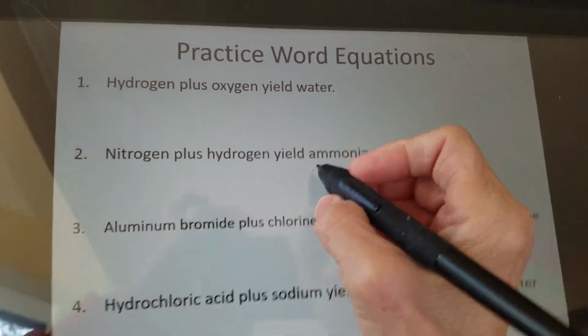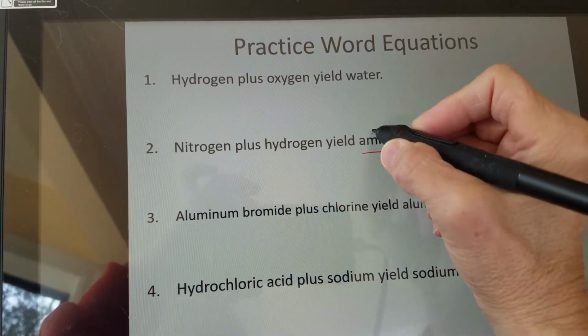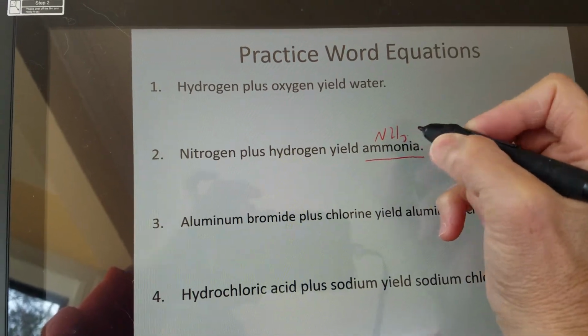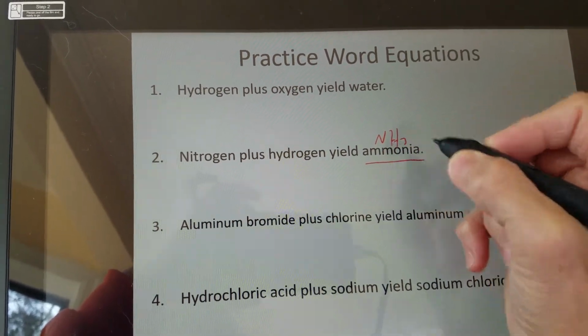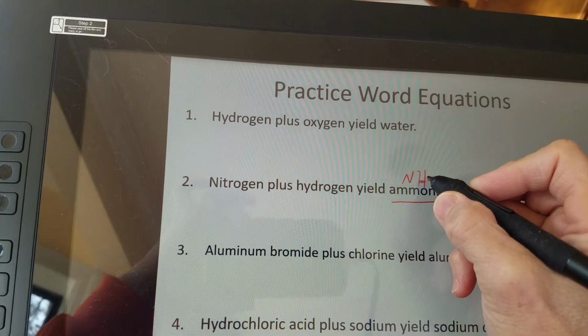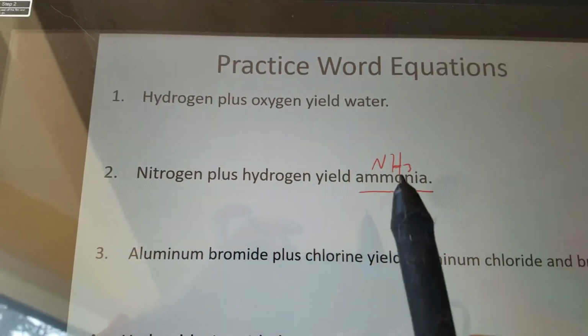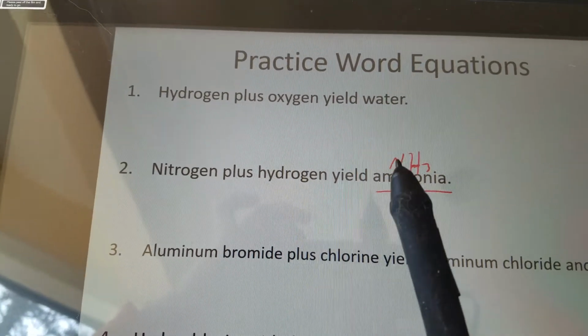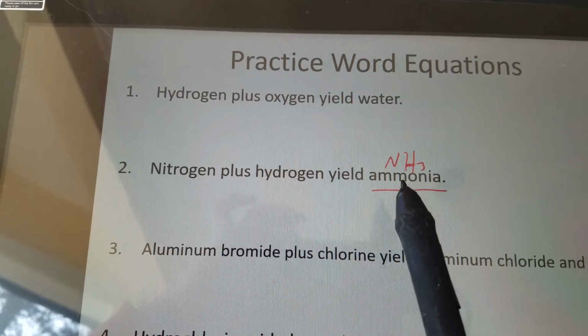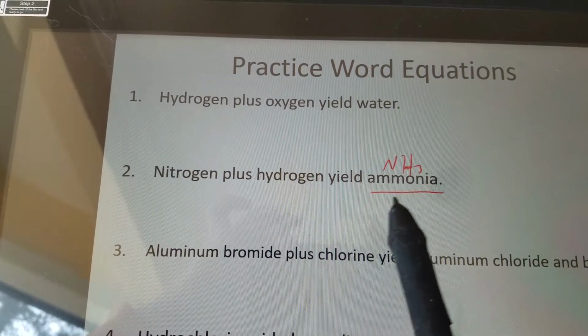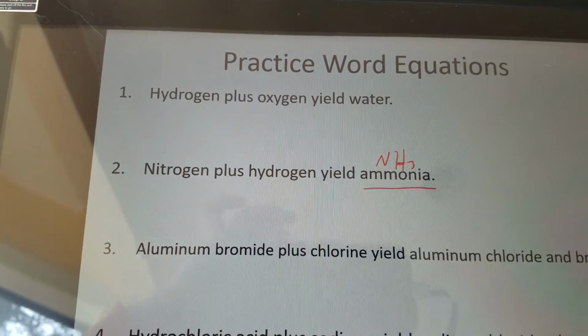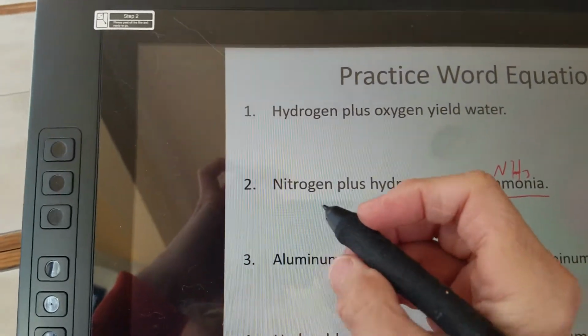Ammonia is a common name for NH3, so this is a formula that you should learn for ammonia. If we were naming it as a covalent compound, we would call it nitrogen trihydride, but that's just the common name, so it's expected that you would know that one. So we'll go ahead and do this one here first.